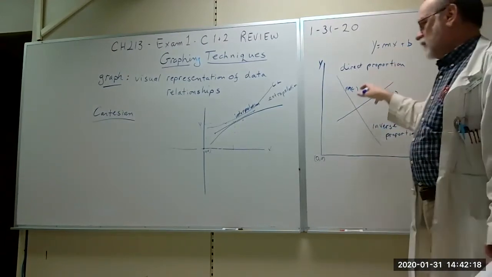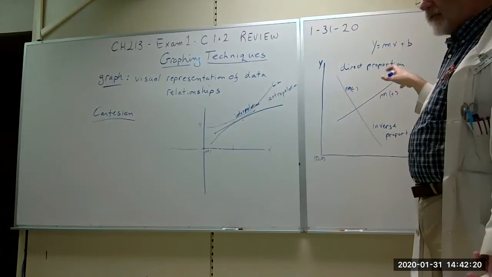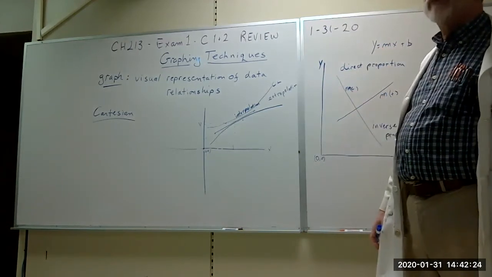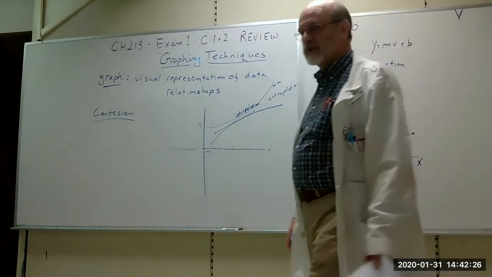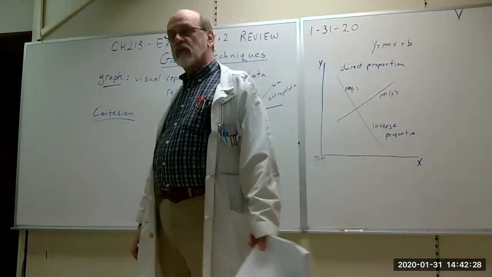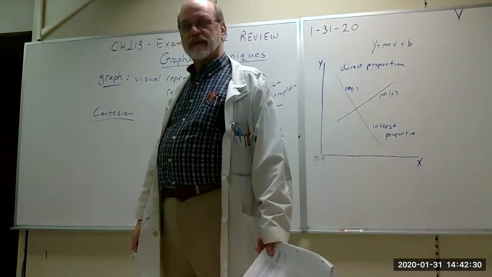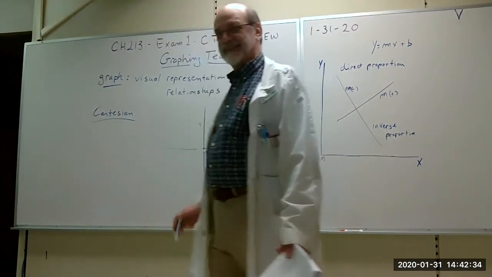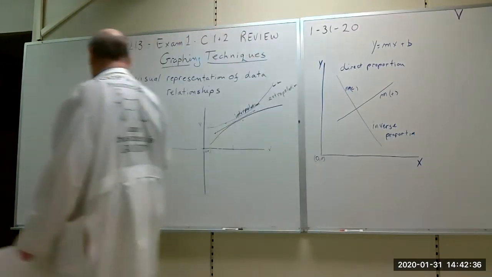But all graphs are not necessarily straight lines. We prefer straight lines. They're much easier to deal with. And sometimes when we get a non-straight line, we try to do transformations that straighten them out. Here's one example.